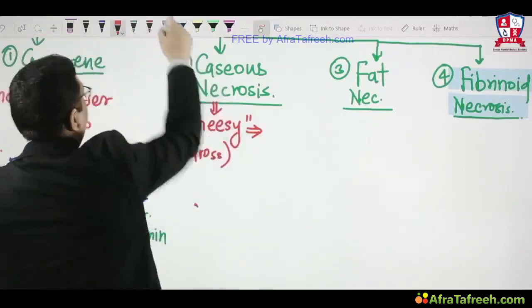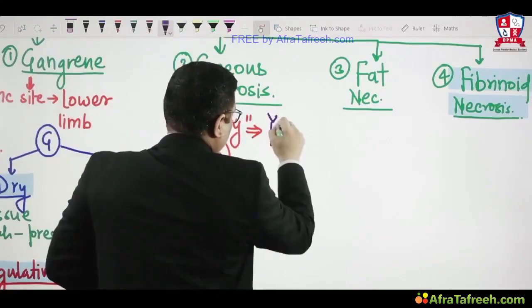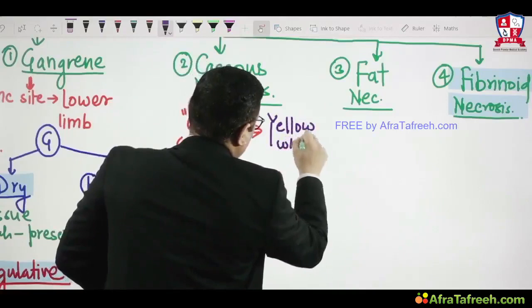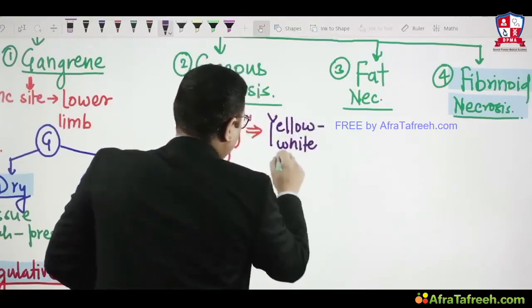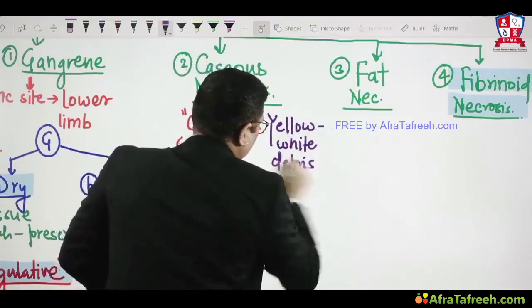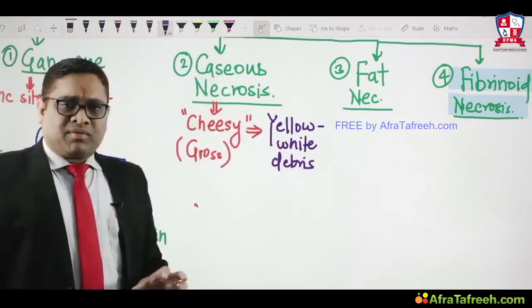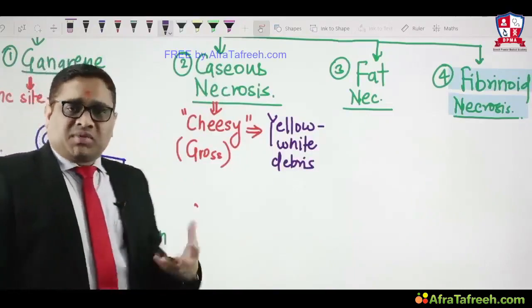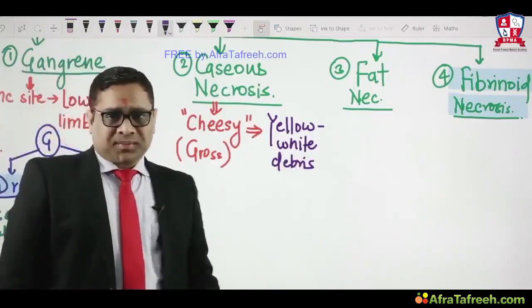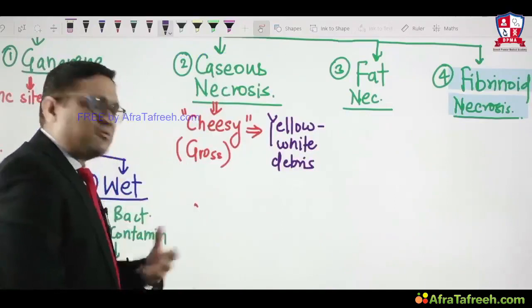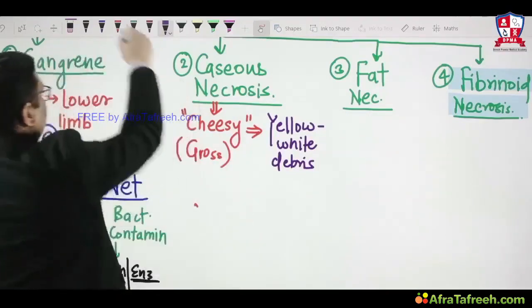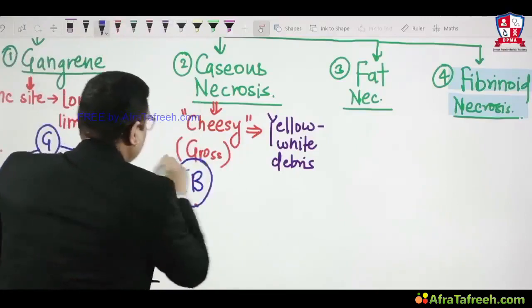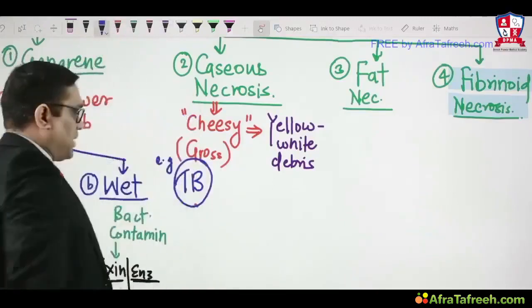How will you identify cheesy? What should your mind read? Your mind should read yellow or yellowish white. Yellowish white debris will be present in the tissue. So when you see yellowish white debris in a tissue, it means you are seeing a cheesy substance. It means it's caseous necrosis, right? In caseous necrosis, first I would like to give you one example. A very famous example of caseous necrosis is TB, right? So caseous necrosis is seen in TB, right?